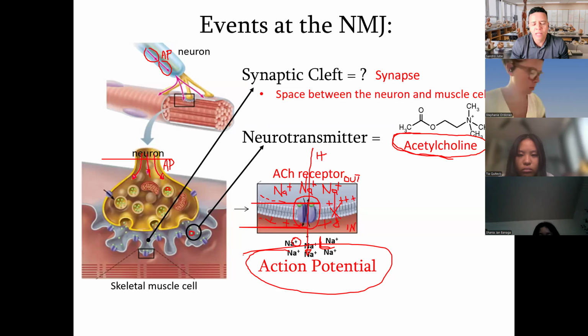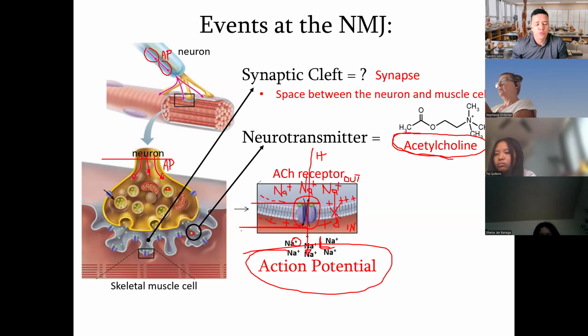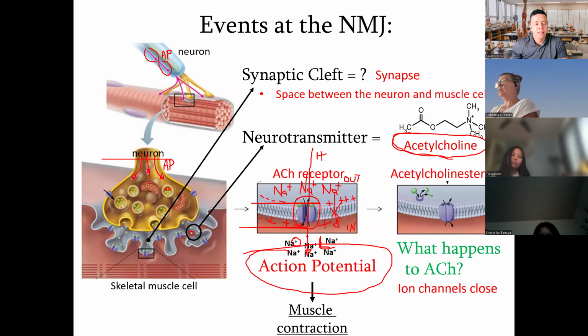Now, what if we want to relax this muscle here? What do we need to do first? The first thing that we need to do in order to relax a muscle is to remove the acetylcholine from the synapse. Because as long as the acetylcholine is in the synapse, the ion channels will be open. Sodium will enter the cell. Action potential will continue to be generated.